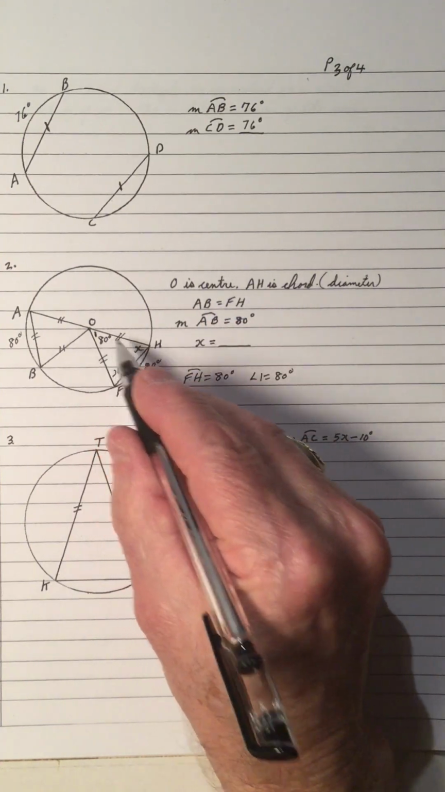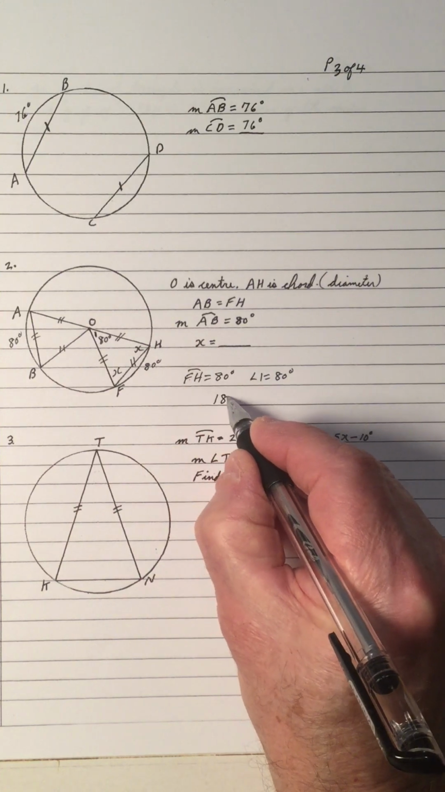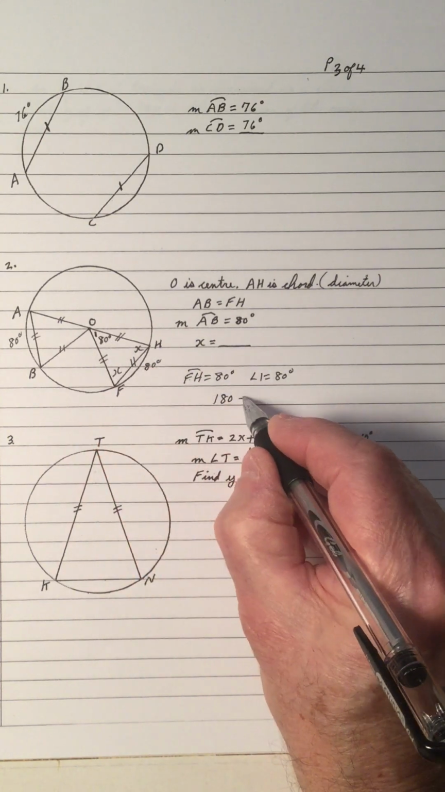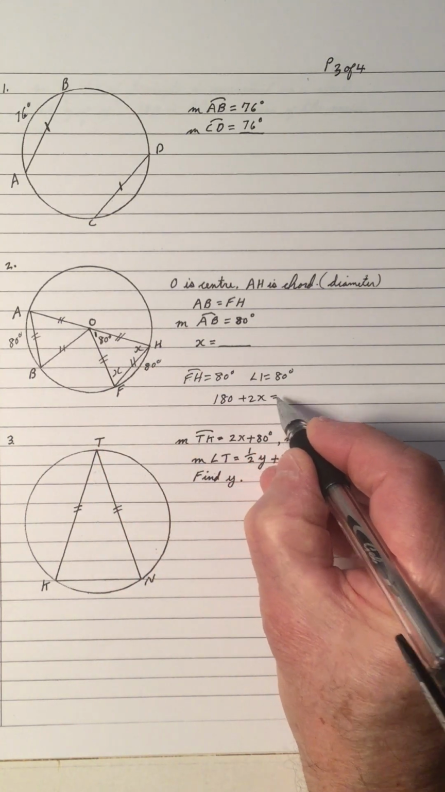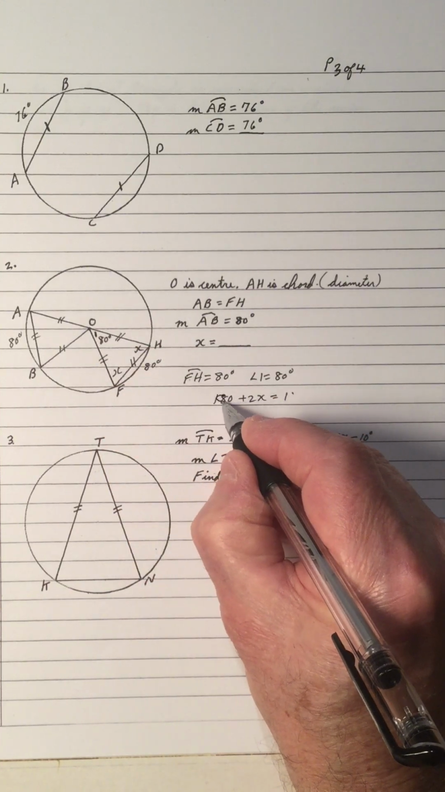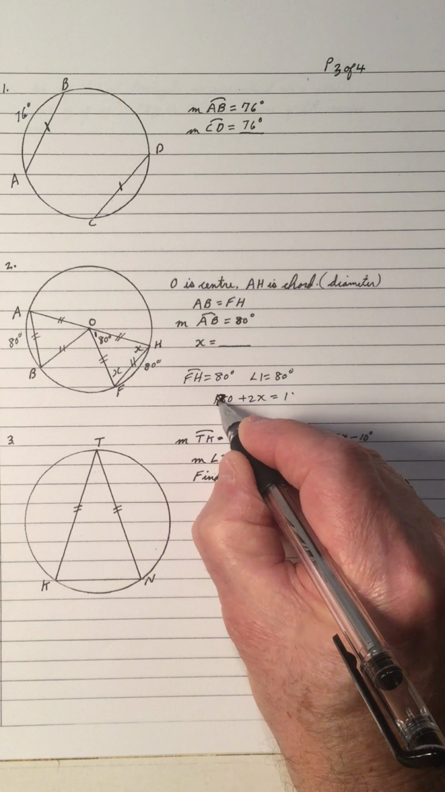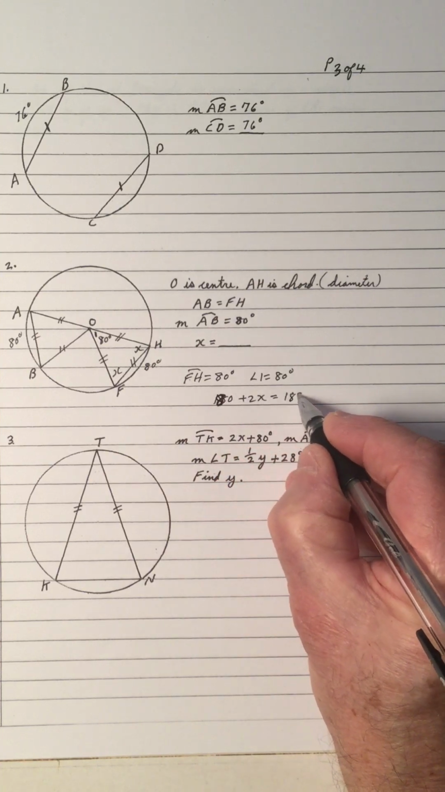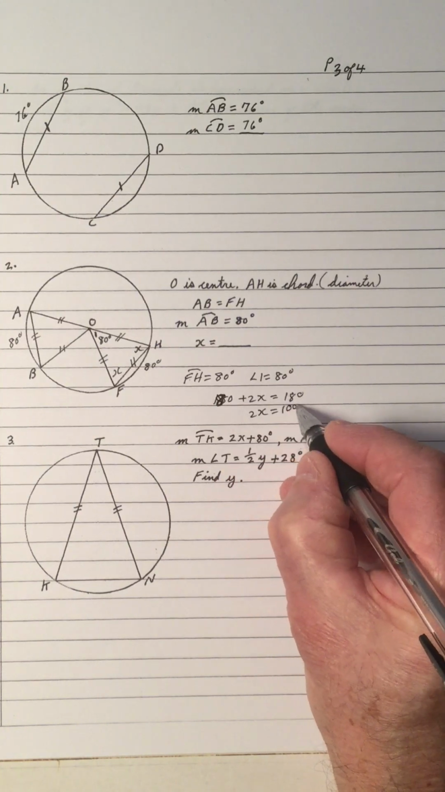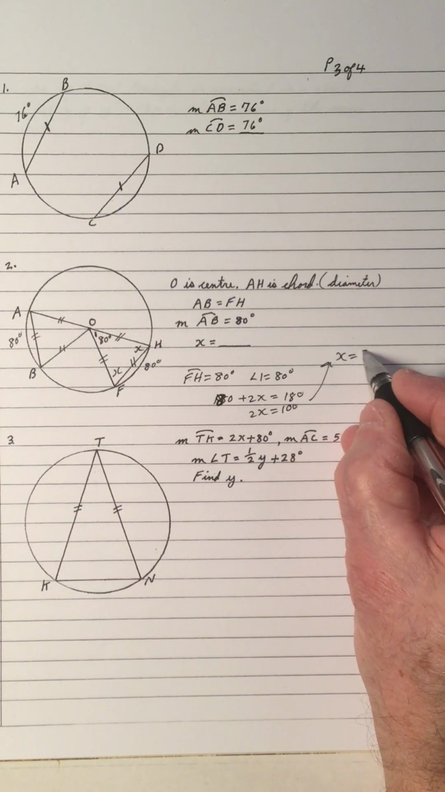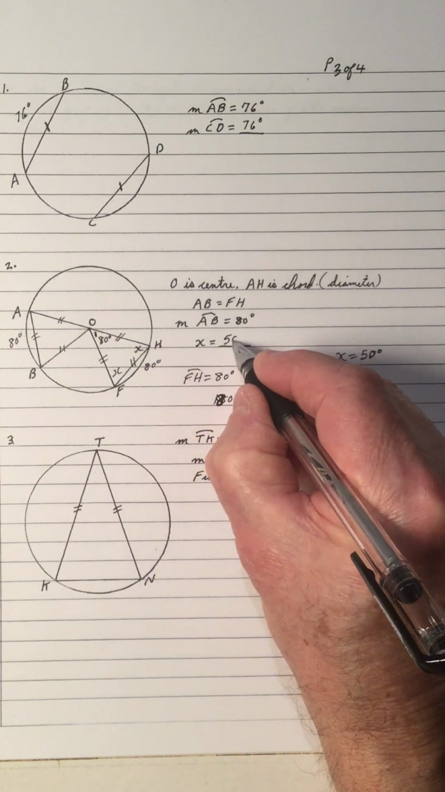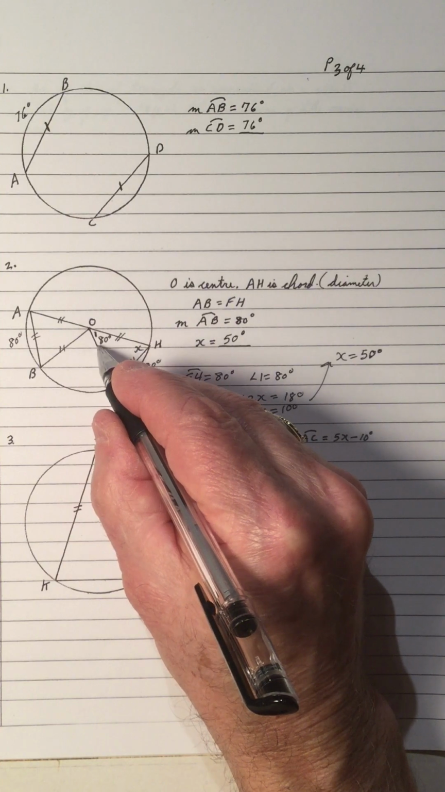So we have 180 degrees in a triangle, and this is 80 plus 2x equal to 180. Sorry, I said 180; it's 80. 80 plus 2x is 180. That means 2x is 180 minus 80, which is 100, and that means x is equal to 50 degrees.